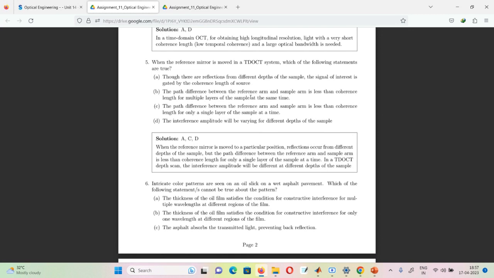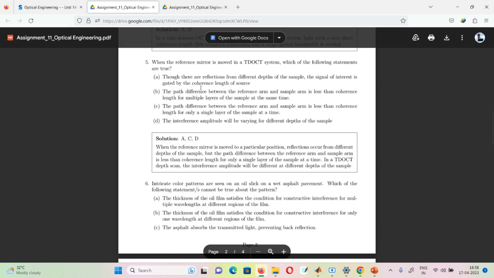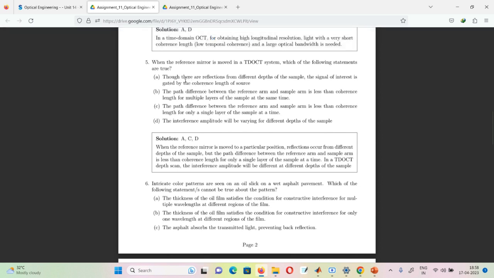When the reference mirror is moved in a time domain optical coherence tomographic system, which of the following statements are true? Now, though there are different reflections from different depths of the sample, the signal of interest is gated by the coherence length of the source. So this is the thing which we told.